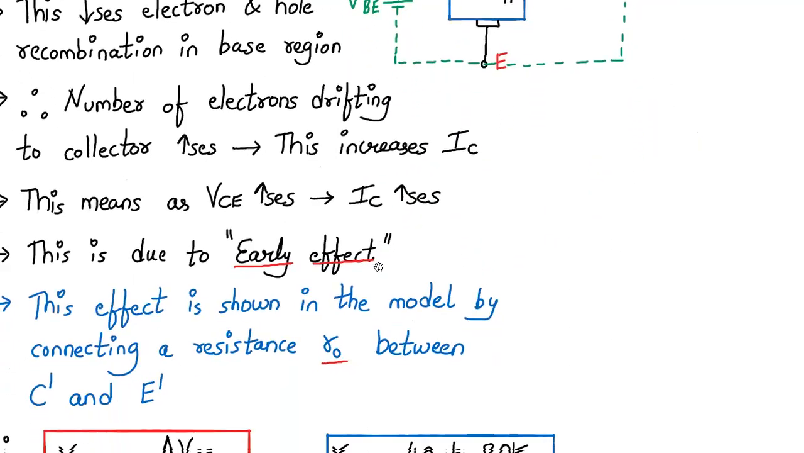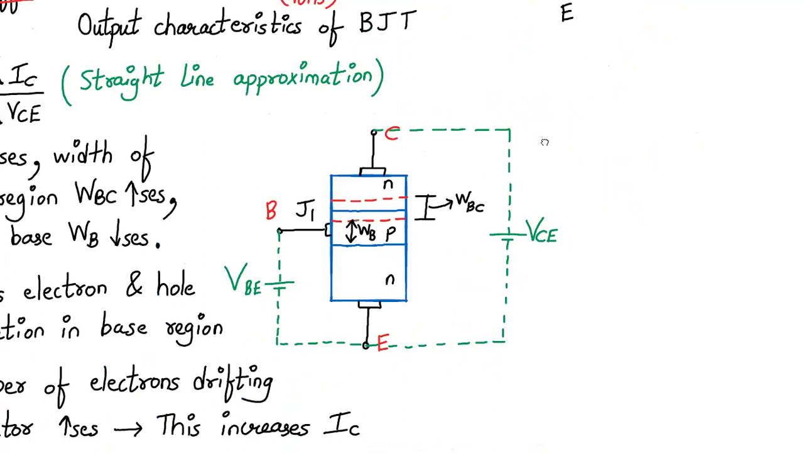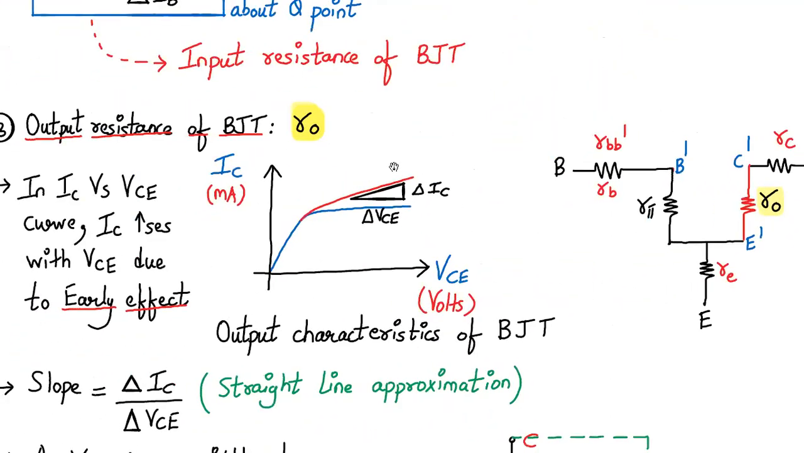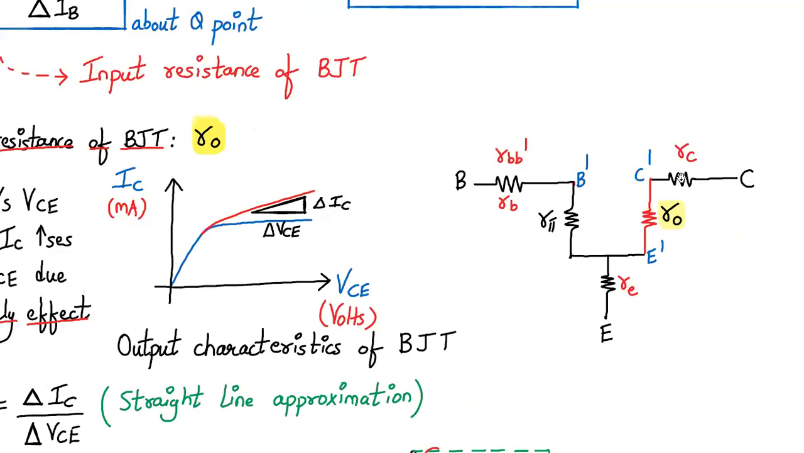Other than that, the effect of the early effect is represented in the form of RO. Its significance is captured in the form of RO. So there is a slope in the characteristics. That slope is captured and converted into the output resistance of the BJT, so to speak. Here it is represented as RO in the high frequency model. Fine with it? Okay, fine. And the RO value is typically in the 40 to 80 kilo ohms range.